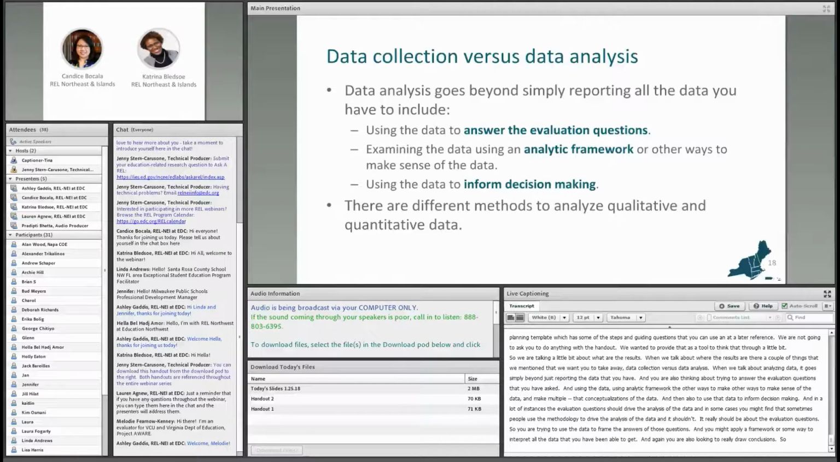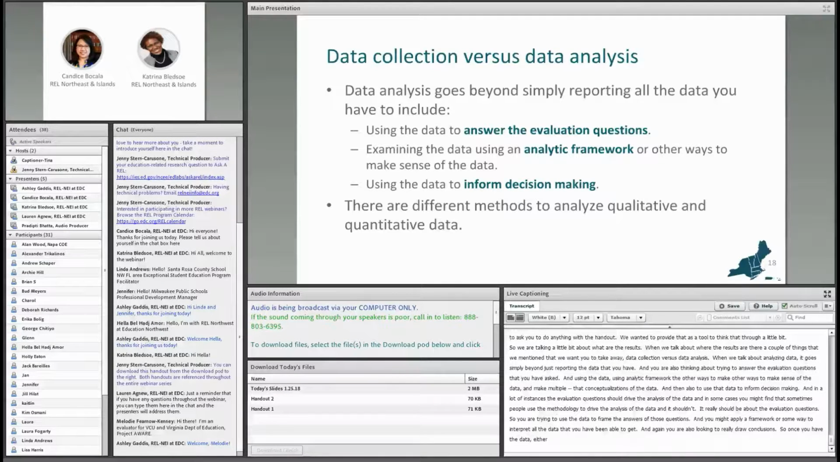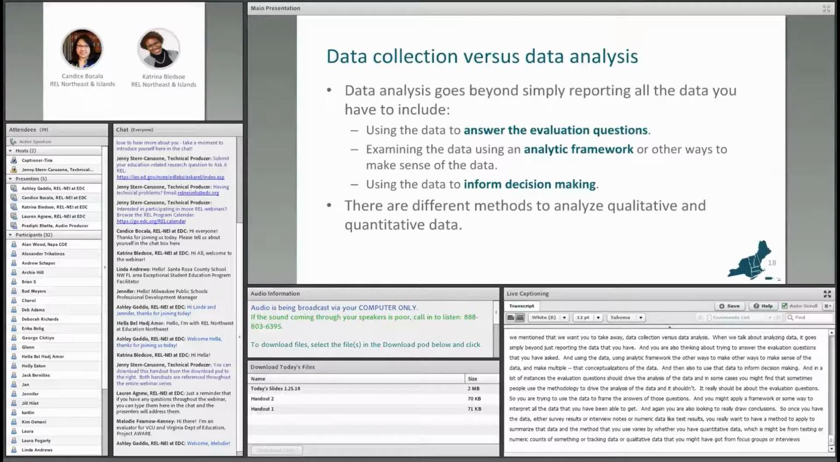So once you have the data, either survey results or interview notes or numeric data, like test results, you really want to have a method to apply to summarize that data. And the method that you use varies by whether you have quantitative data, which might be from testing or numeric counts of something or tracking data, or qualitative data that you might have gotten from focus groups or interviews or open-ended questions or listening sessions.